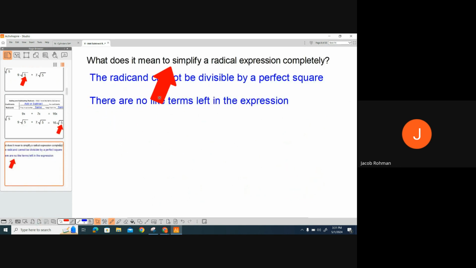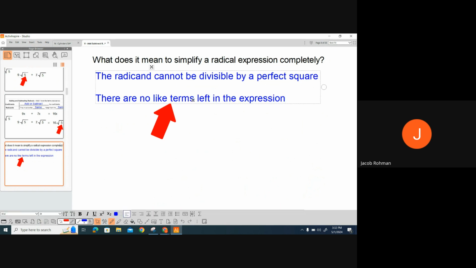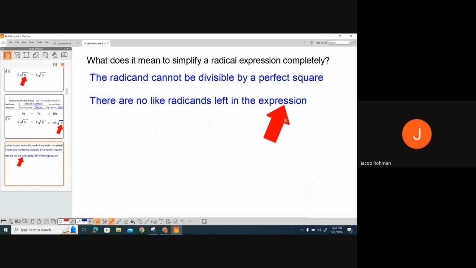So what does it mean to simplify a radical expression completely? Well, there are two factors we need to look at. Number one, the radicand cannot be divisible by a perfect square. And secondly, there are no like radicands left in the expression.